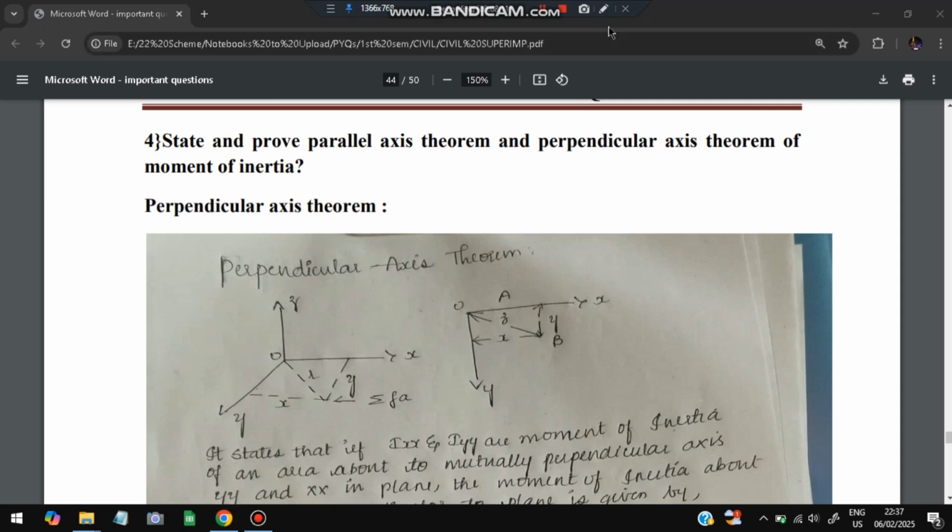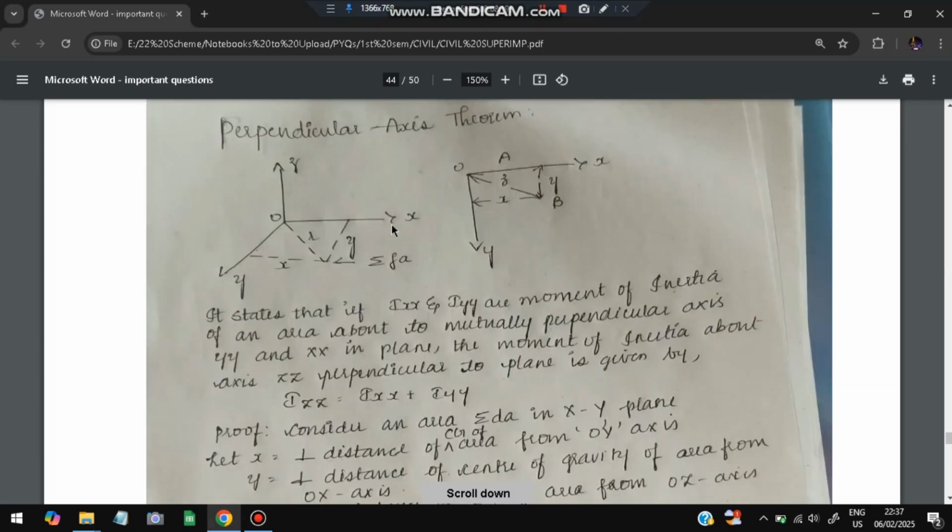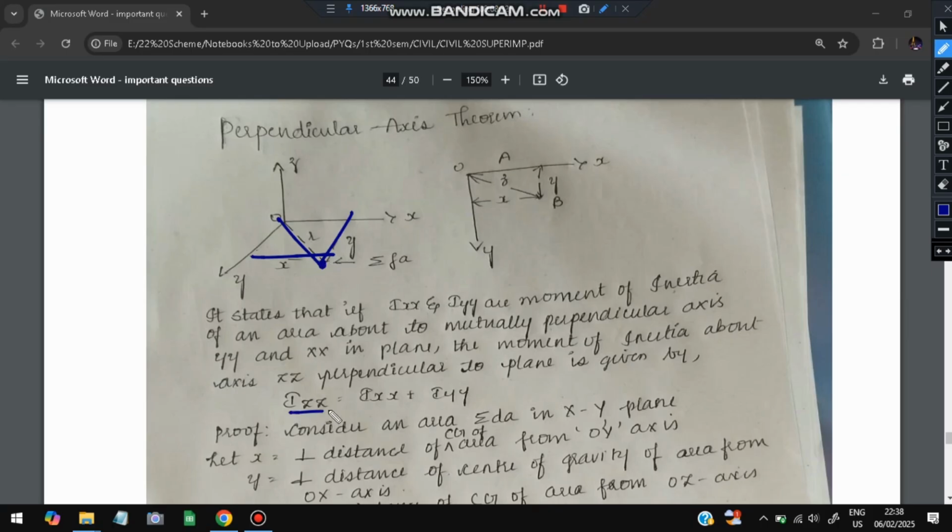The next super important question from module 5 is: explain the perpendicular axis and parallel axis theorem. Two theorems are there, the perpendicular and parallel axis theorem. Very simple. Perpendicular axis theorem, let's consider. Here we'll have the x, y, z axes, and r will be here. Now the summation of the forces will be present here. Next, Izz will be equal to Ixx plus Iyy. That is the claim of the perpendicular axis theorem.